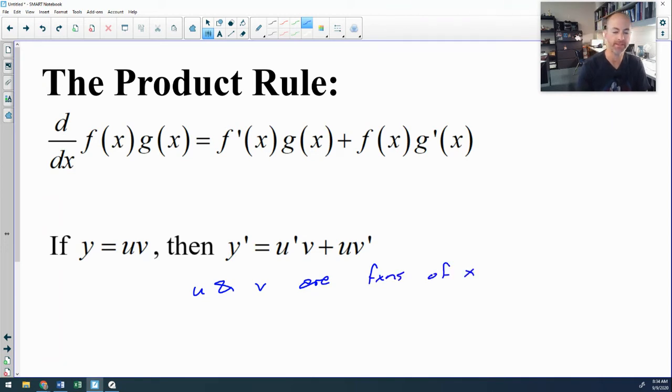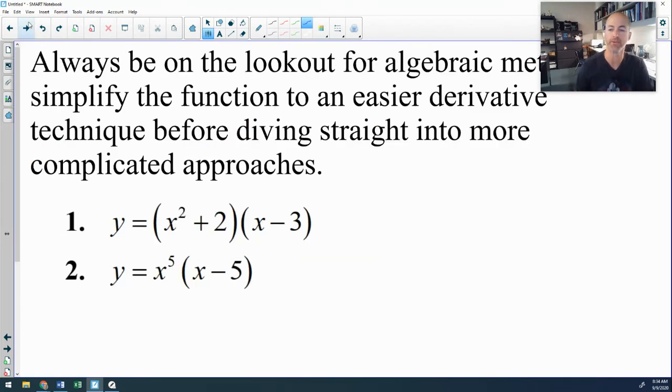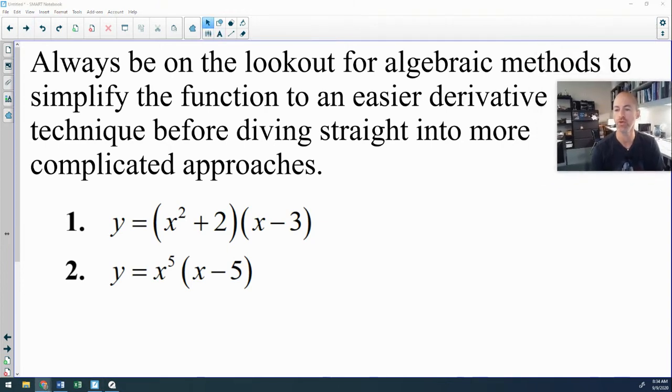And so in that case, u and v would be functions of x, thus necessitating the product rule. And then finally, before we get into examples of the product rule, you want to always be on the lookout for ways that you can simplify your original function to avoid more difficult approaches. So these two problems right here, you can use the product rule, because I have x squared plus 2 times x minus 3. That is the product of two functions of x.